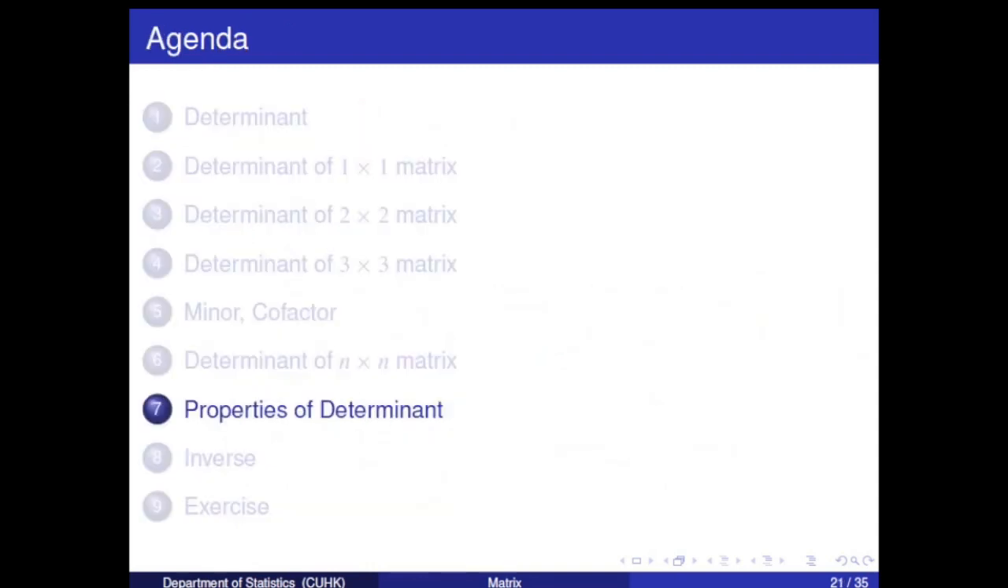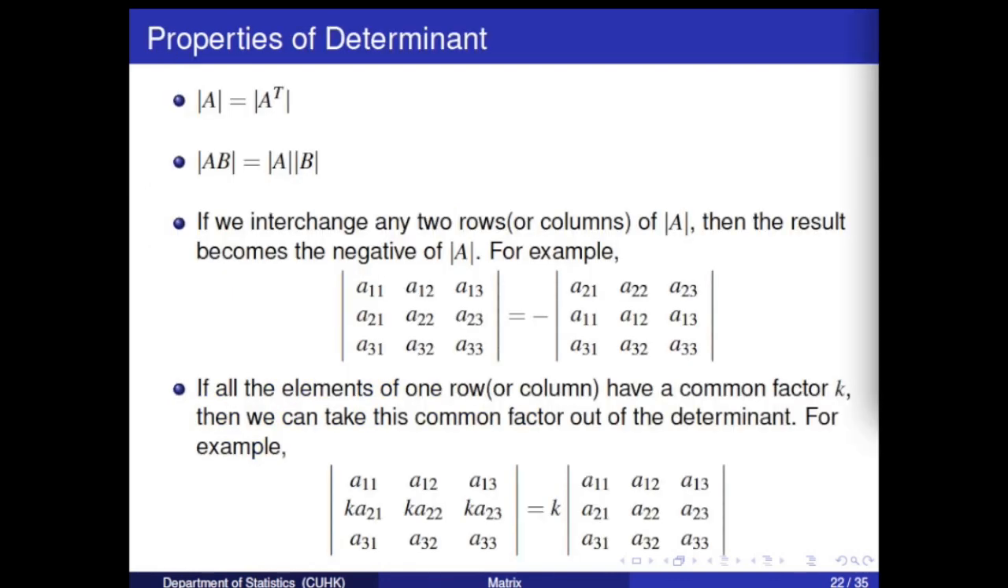Properties of determinant. Let A and B be 2 square matrices with the same order, and k be a scalar. Here are some properties. The first property: the determinant of A is equal to the determinant of the transpose of A. Second, the determinant of the product of A and B is equal to the determinant of A times the determinant of B. The third property: if we interchange any 2 rows or 2 columns of determinant A, then the result becomes the negative of determinant of A.